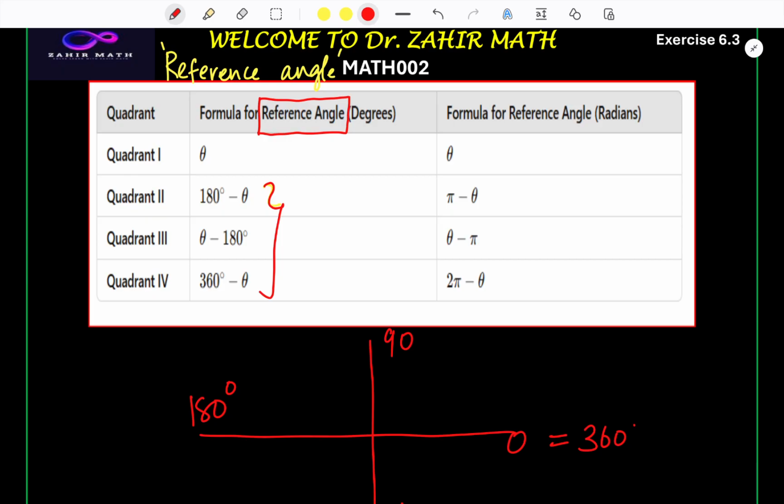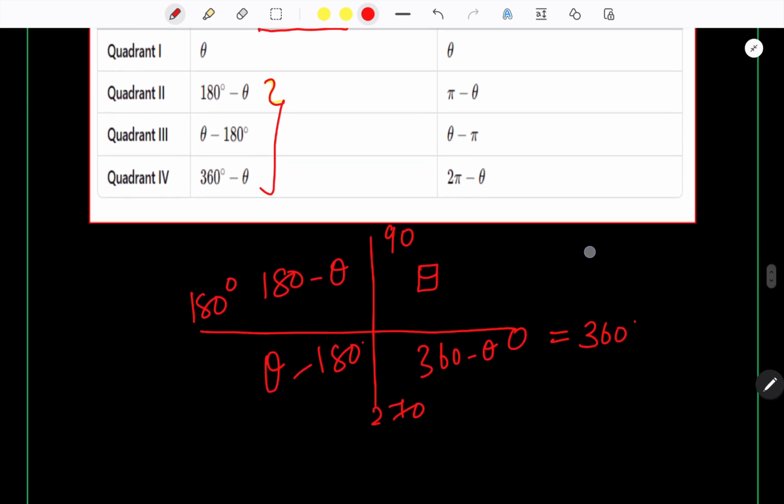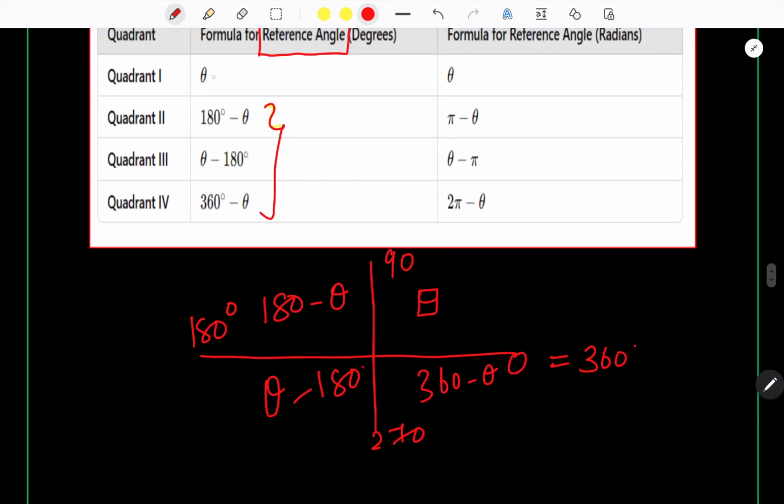Okay, so just remember 4 formulas. First formula is theta. It's easy to remember. This is 180 minus theta. Next is reverse, theta minus 180. This is 360 minus theta. Only 4 formulas. See here, theta, 180 minus theta, theta minus 180, 360 minus theta.